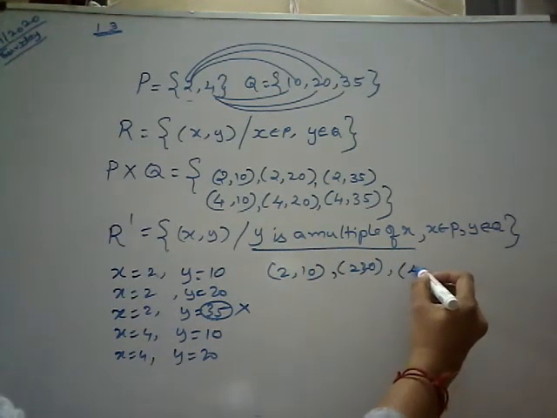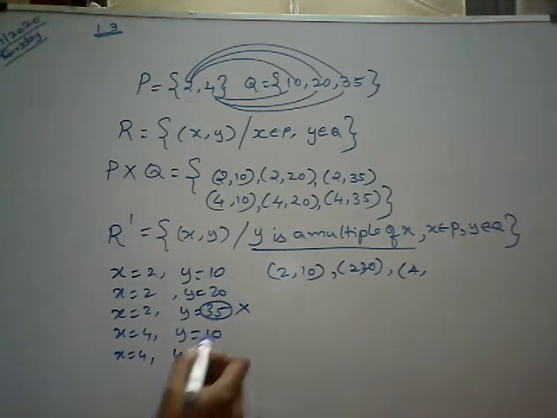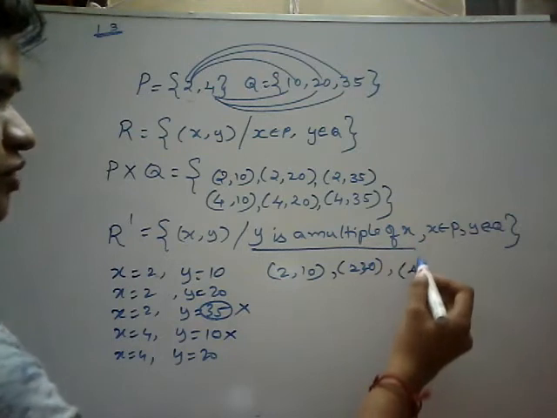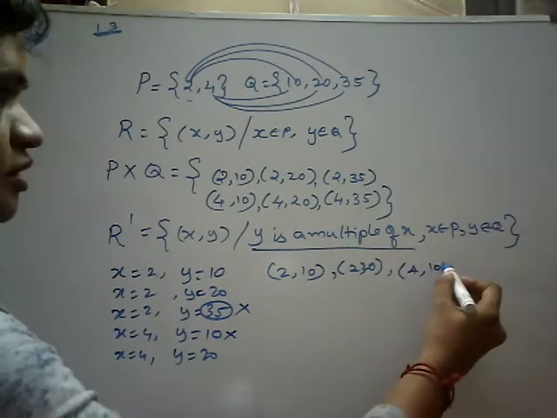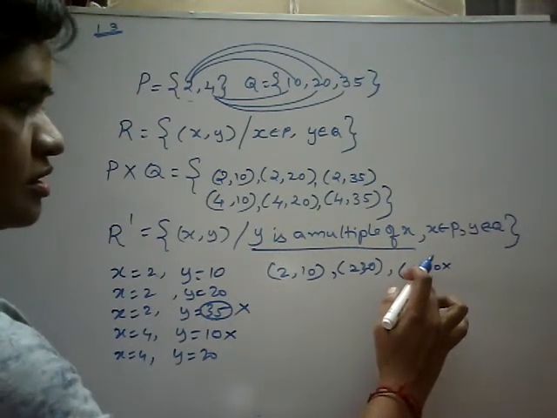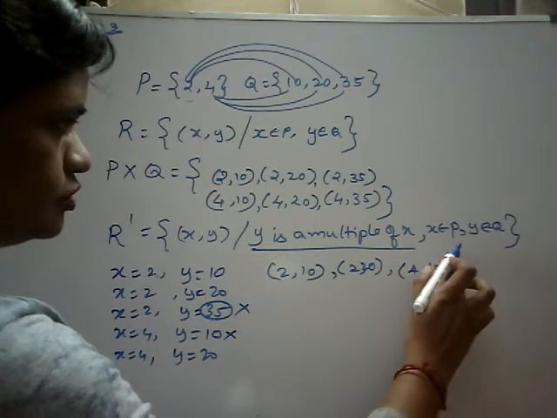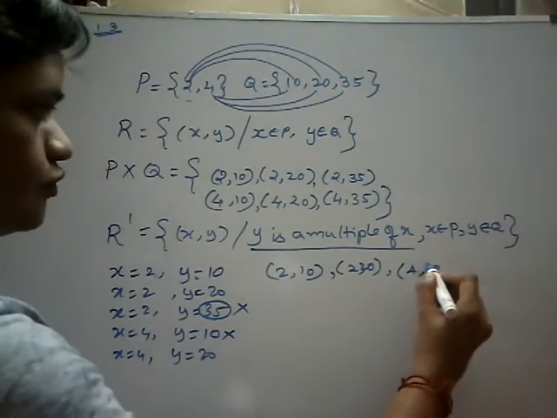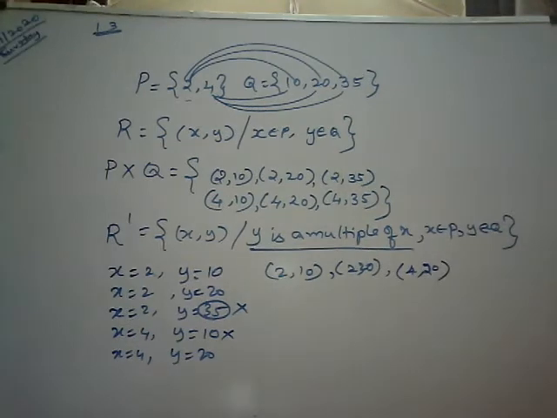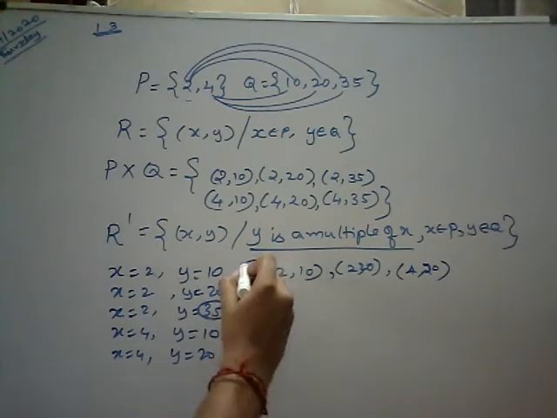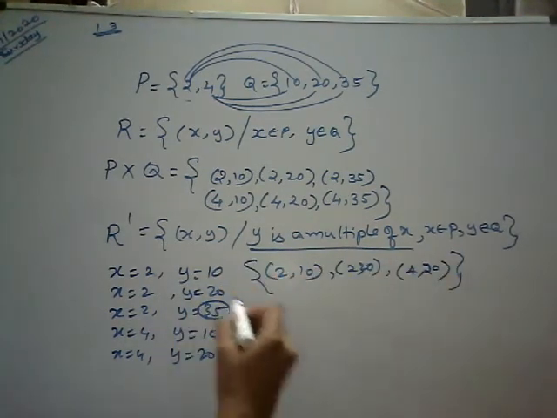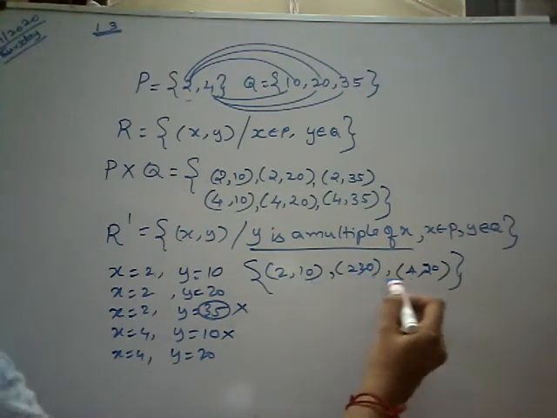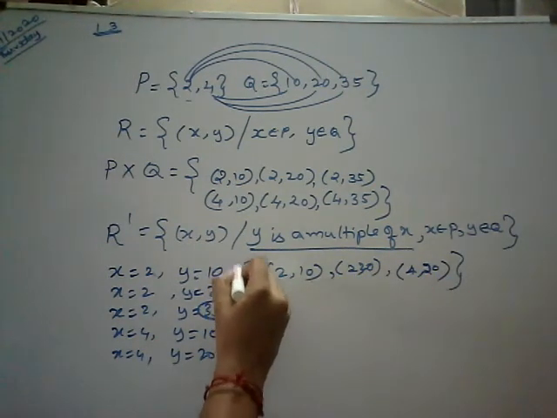So for 4, this 10 will not come. y should be a multiple of x. For 4, 10 will not come, because 10 is not a multiple of 4. So this 10 you should not take. So (4, 20) you can take. This is how the relation is specified in the question. So (2, 10), (2, 20), (4, 20) is your R dash now.